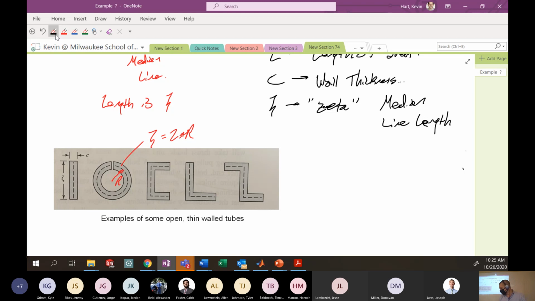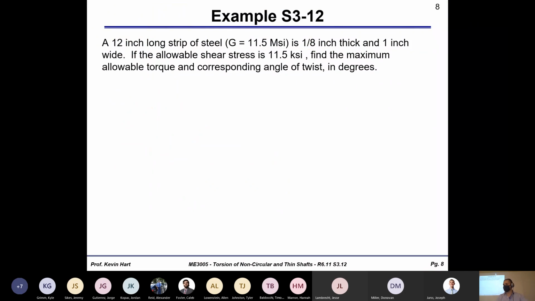So why don't we try a practice problem looking at one of these thin-walled structures, and we'll do that now. A 12-inch long strip of steel is 1/8 inch thick and 1 inch wide. The allowable shear stress is 11.5 KSI. Find the maximum allowable torque and corresponding angle of twist in degrees.